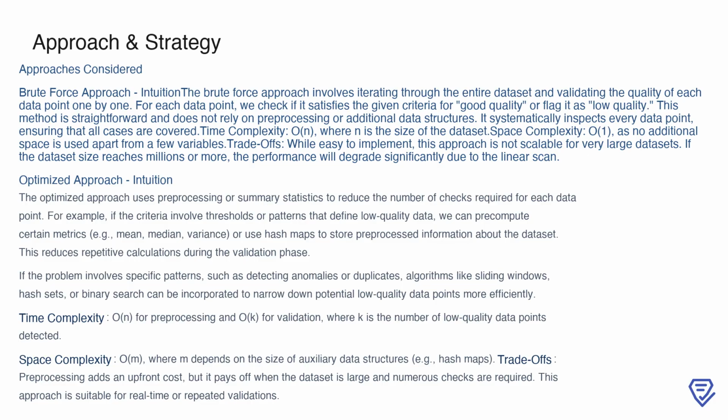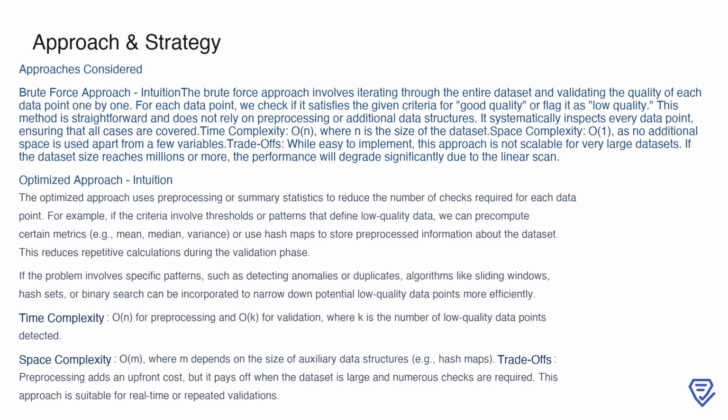Now, shifting to a more efficient method, the optimized approach introduces pre-processing to reduce redundant checks. By calculating summary statistics or leveraging auxiliary structures like hash maps, we can streamline the validation process. For instance, thresholds or patterns defining low-quality data can be pre-computed, allowing us to narrow down potential issues quickly. If there are anomalies or duplicates to detect, techniques like sliding windows or binary search can further optimize the process.